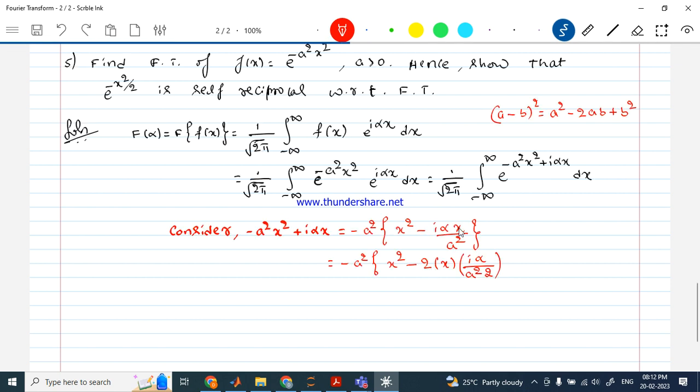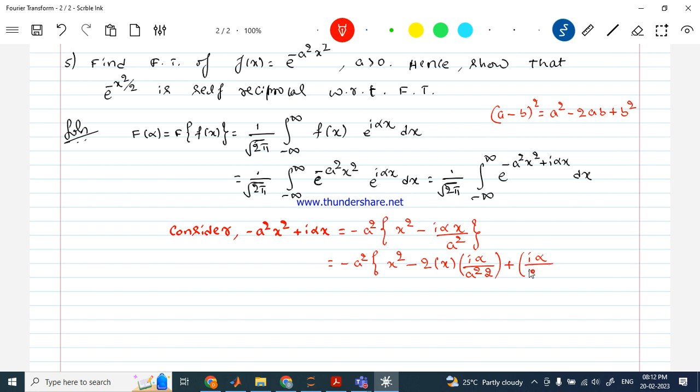So I expressed this expression in the form of 2ab with a as x, which means b is obviously i alpha by 2a square. Let me add this b square and subtract b square from it. Which means it is i alpha by 2a square whole square, minus i alpha by 2a square whole square.